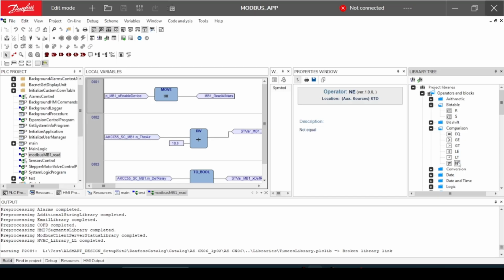The NE block checks if two values are different. If the two inputs are not equal, the output becomes true. If both values are exactly the same, the output becomes false. For example, if A is 18 and B is 25, the output is true because the values are different. But if A and B are both 18, the output becomes false. This block is useful when detecting changes in values or checking that two variables do not have the same state.